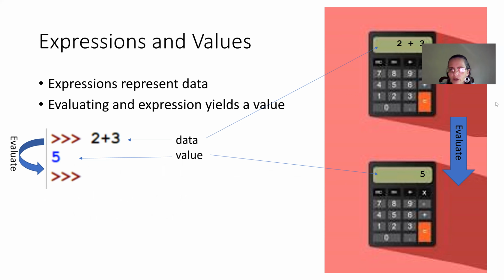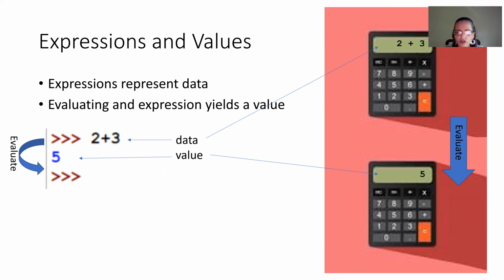Expressions represent data, and you can evaluate the expressions to yield a value. This is probably something that's very familiar to you already from working with a basic 4-function calculator. So for example, you might type in 2 plus 3 and then press the enter button, and you would get the answer 5. So the idea here is the expression is the 2 plus 3. We use some representation of go evaluate this now, like the equals button, and then the result will be displayed on the screen. So we can think about a similar thing in Python.